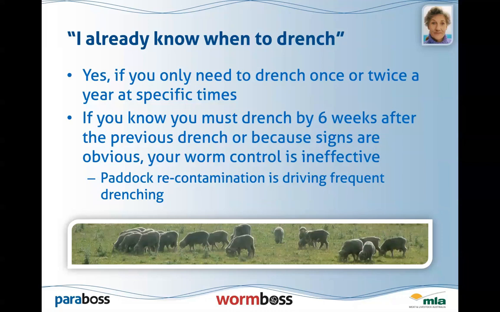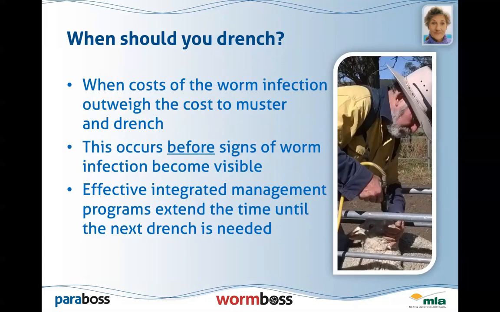So to reiterate, if you know you have to drench every 4 to 6 weeks or so after a drench, then your worm control program is not really effective. In an effective program, you'll often go much longer, and unless you wait till it's too late when signs are occurring, you won't know when the cost-effective time to drench is without a worm test.